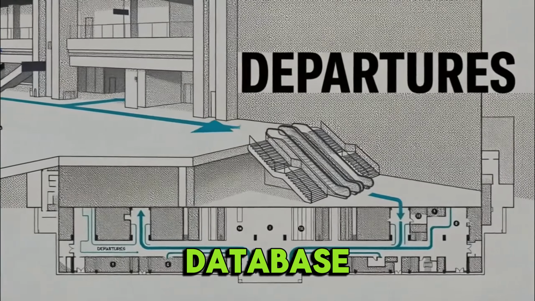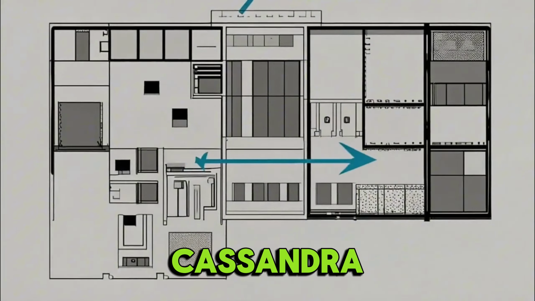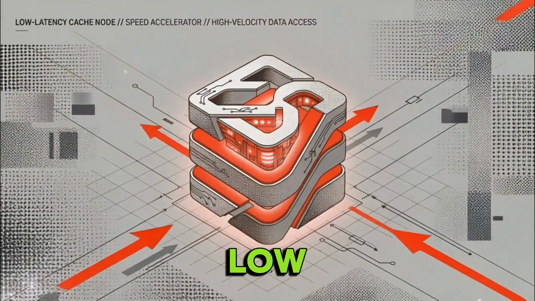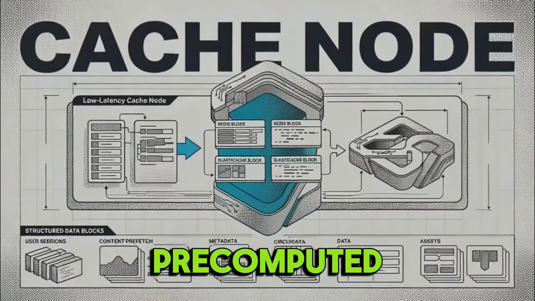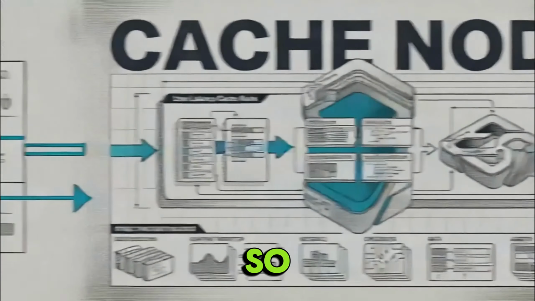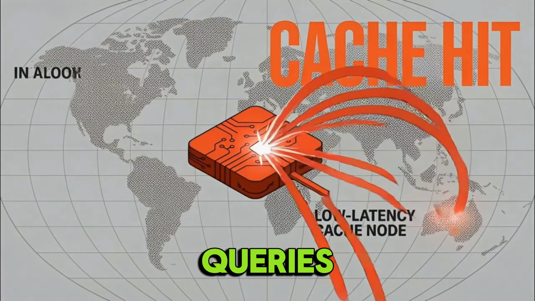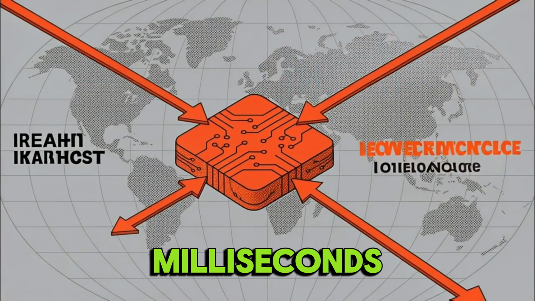For the read database, Netflix uses a combination of Cassandra for persistent read models and Elasticache backed by Redis for low-latency hot reads. Pre-computed projections are stored in Redis, so the most frequently accessed read queries return in single-digit milliseconds.